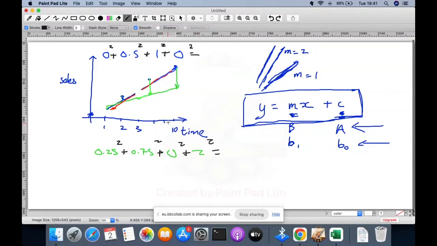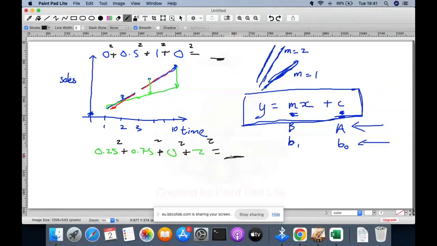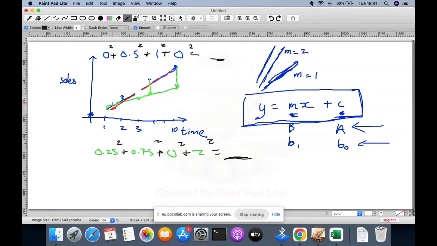Now the thing is, the line that fits this data best would have the smallest value for this, because what we're saying is that line is almost overlapping every single point. That means it's touching every single point. If it touches every point, then the distance for each of them will be 0, right? Because every point lies on that line. So the best line would actually be a line that has a value of 0 here.